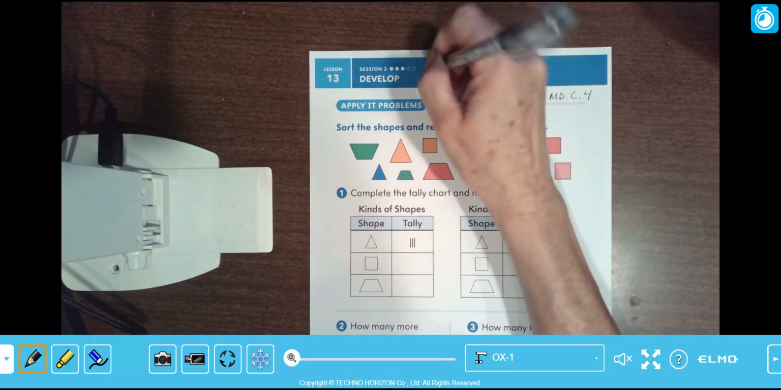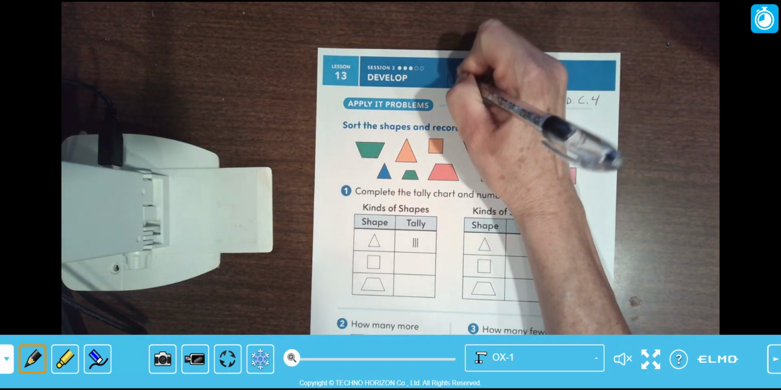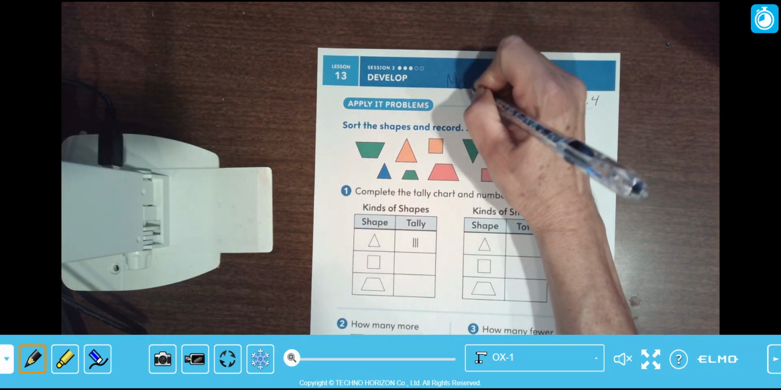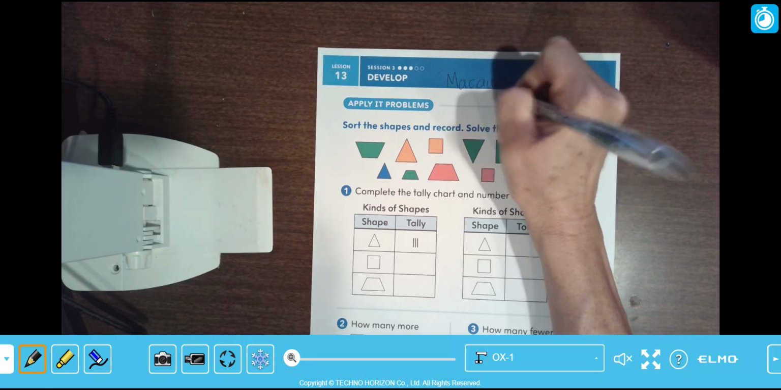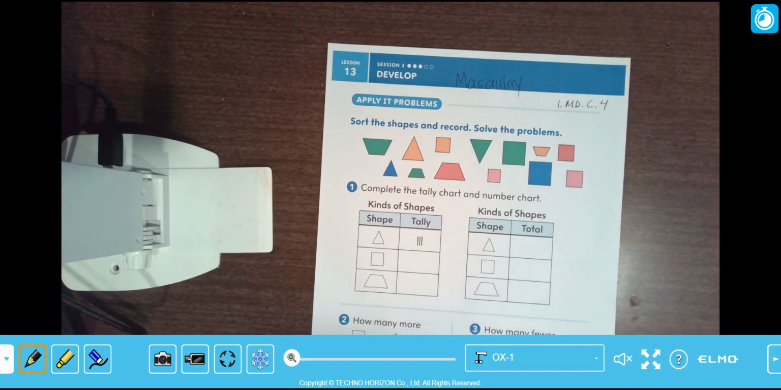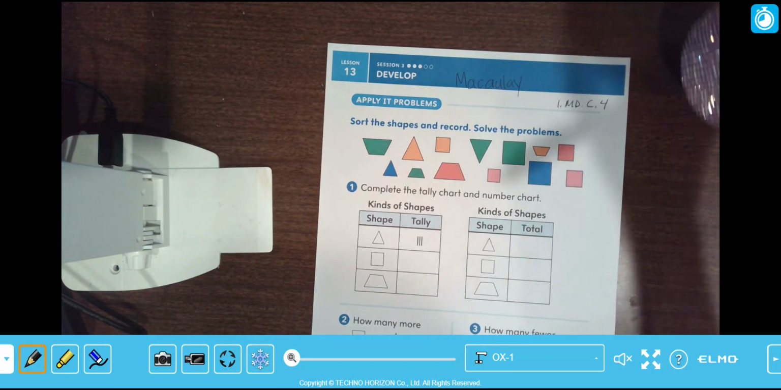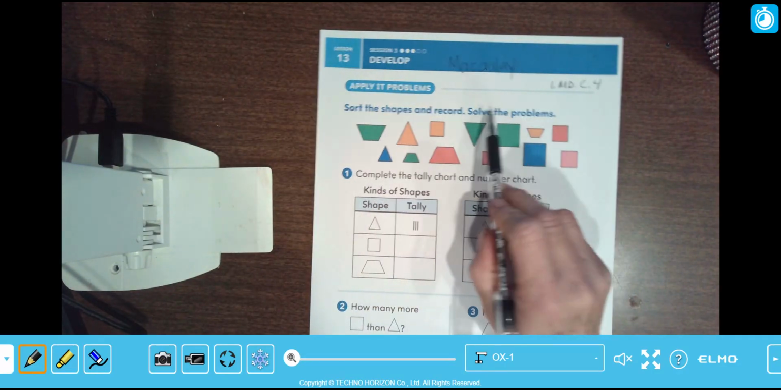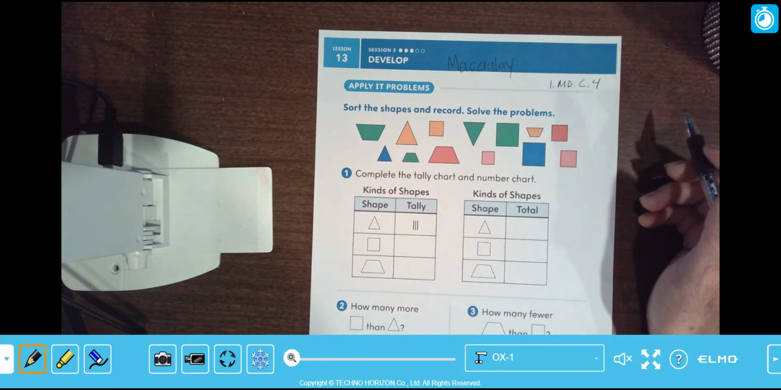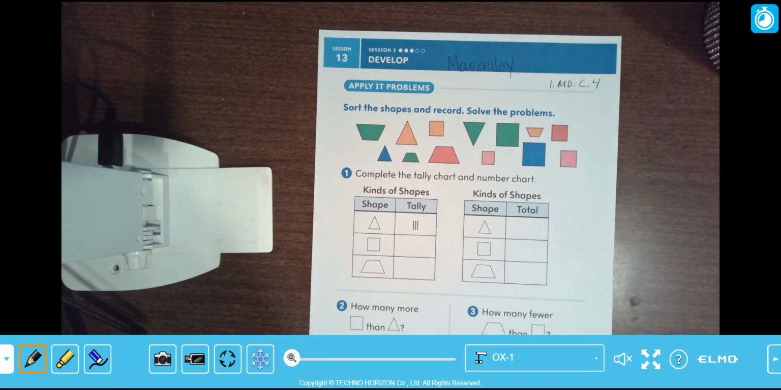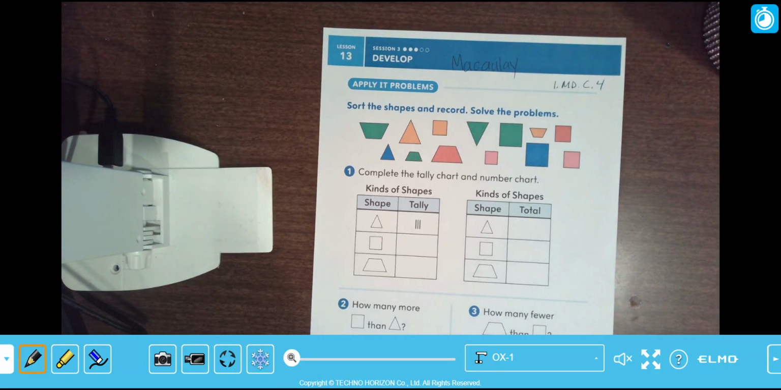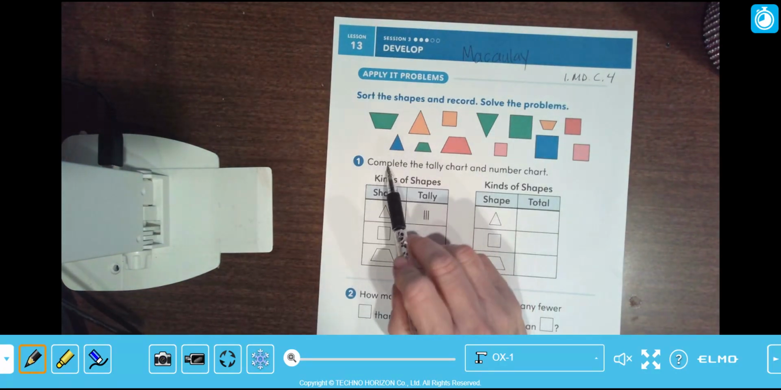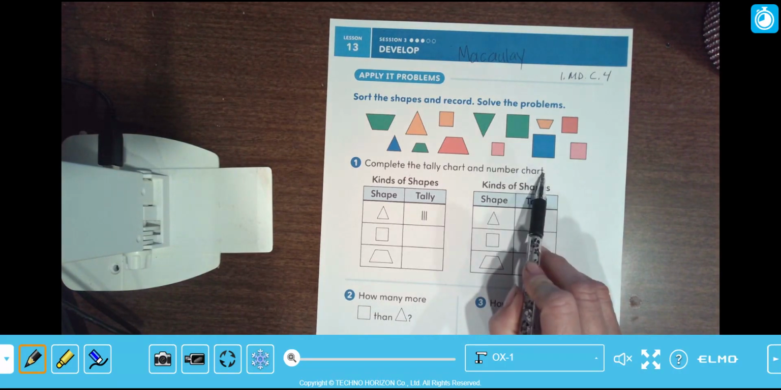So put your name up at the top here. I'm going to put Macaulay because that's my name. You put your name. Okay. So see there it says sort the shapes and record. Solve the problems. By the way, if I'm going too fast, if I'm not giving you enough time to finish writing your answer, pause the video whenever you need to so you can finish writing the answer. Okay? All right. Complete the tally chart and the number chart.